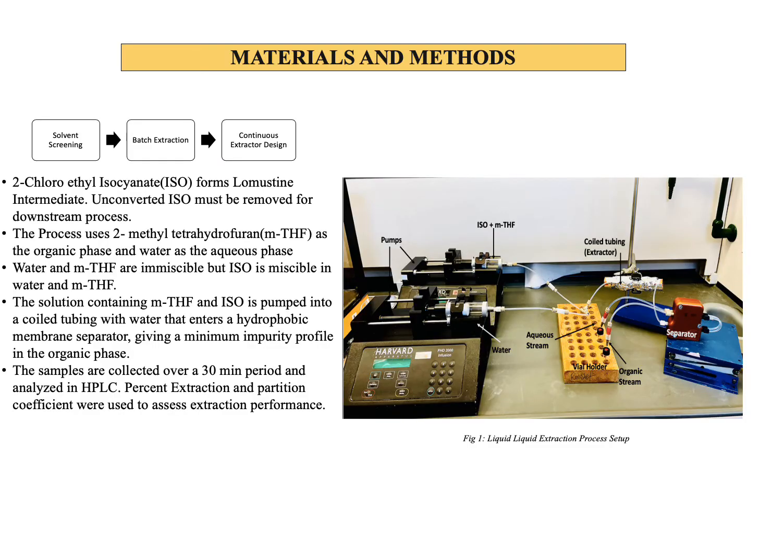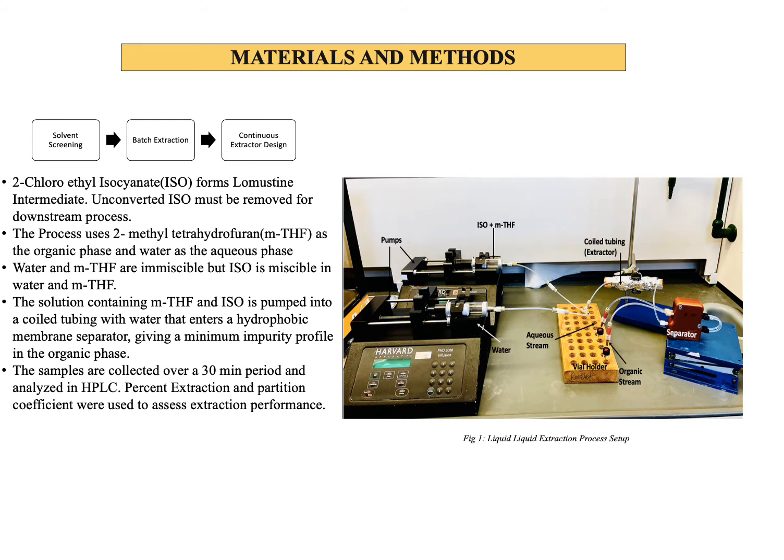For the experiments, we primarily used 2-chloroethyl isocyanate, which is one of the reactants to form Lomustine intermediate, as our impurity. The experimental extractor design was done in 3 phases, the first phase being solvent screening, where multiple solvents were tested and selected based on their miscibility and extracting abilities. For this set of experiments, we chose water as our aqueous phase and 2-methyl tetrahydrofuran as our organic phase.